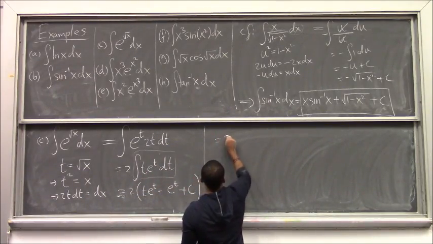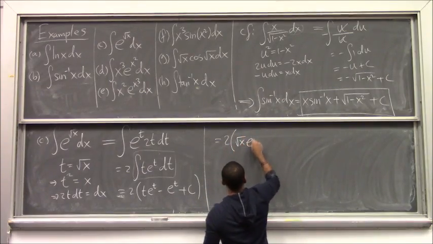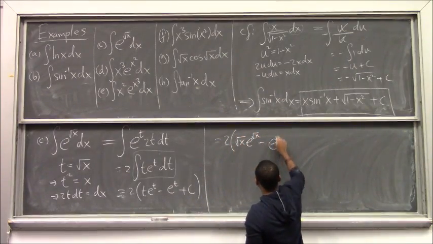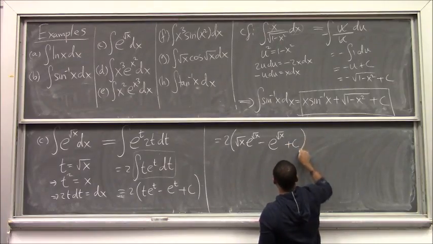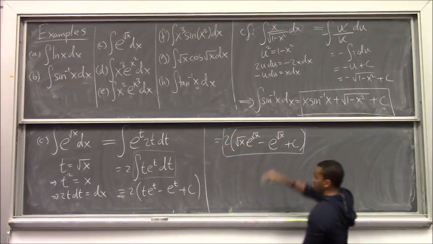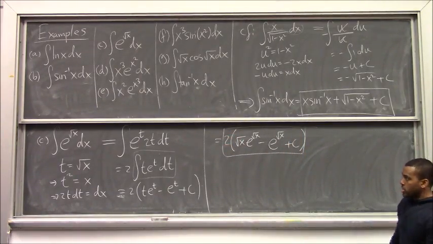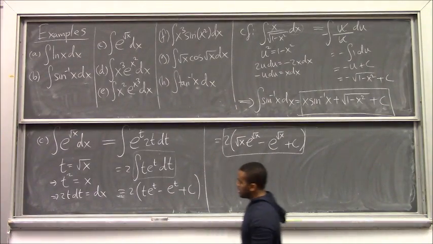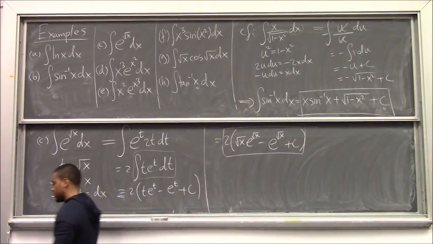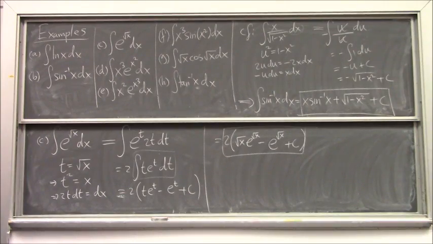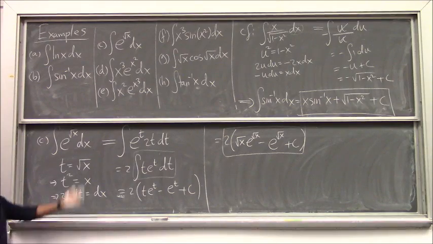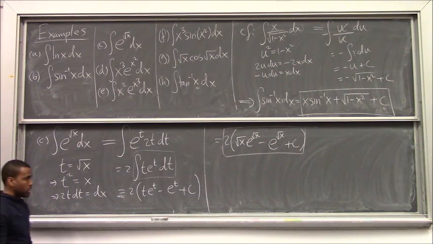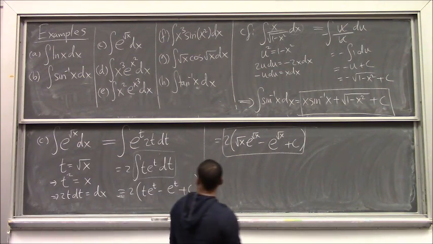So that's going to be 2 times radical x e to the radical x minus e to the radical x plus c. So you start off with a substitution to kind of tame things a little bit, because you have these radicals all over the place, they kind of make things more confusing. So you start off with a substitution, get the radical out of there, and you'll end up in a spot where it looks nicer in some sense, but it requires something a little bit more than a substitution. It requires integration by parts.